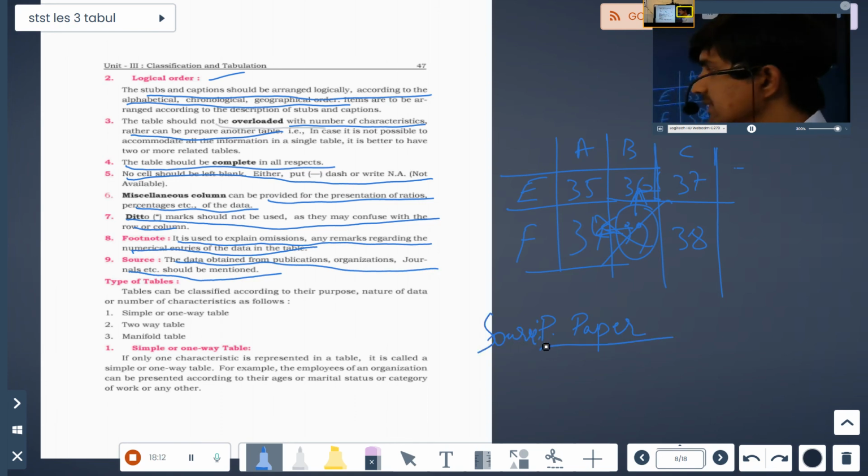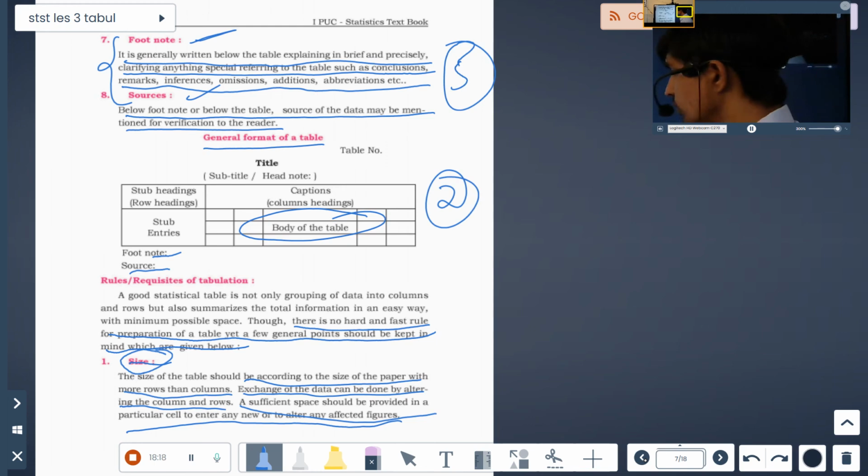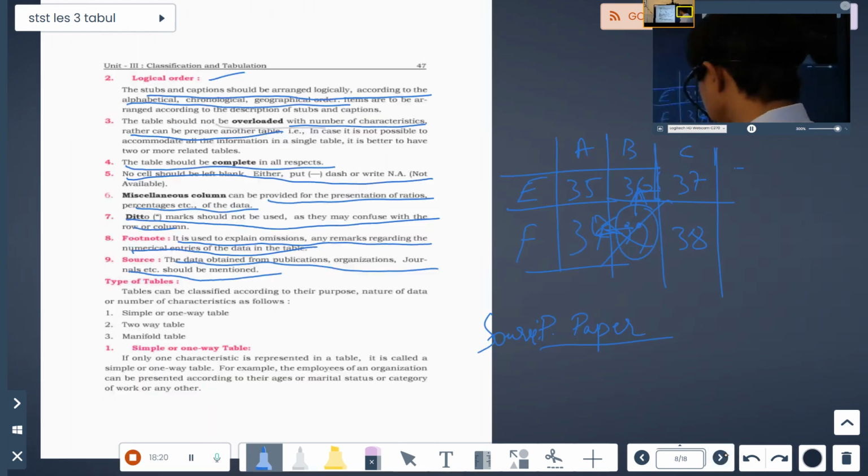So these are the rules, the requisites for a table. How many are there? There are 9. First one is size. Second one is logical order. Third, no overloading. Fourth, it should be complete in all respects. Fifth, cells should not be left blank. Sixth, a miscellaneous column can be given. Ditto marks should not be used. Footnote should be given and source note should be given.